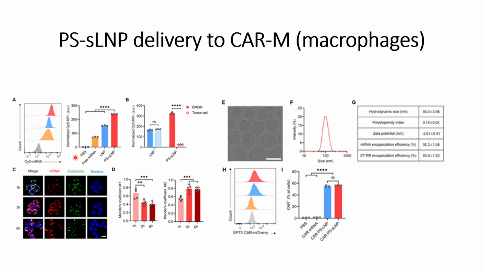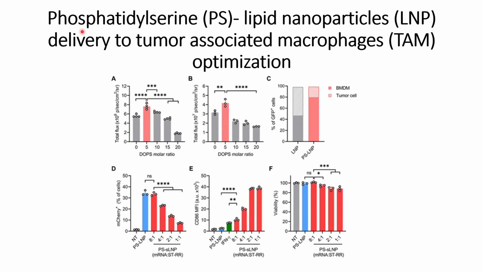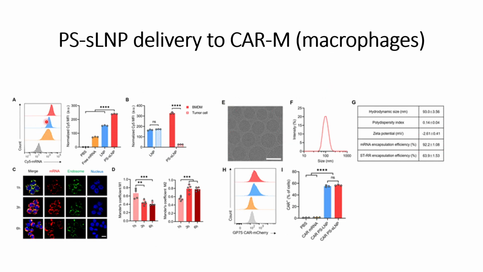In this case they used the control, that is PBS, and then free mRNA and the LNP, that is the traditional lipid nanoparticle method. Thereafter they used the PS-sLNP, that is the mixture of phosphatidylserine and the sting agonist, co-encapsulated along with the lipid nanoparticles. Here the PS is in a specific composition with the sLNP, around 5:1, that we have discussed in the previous video.